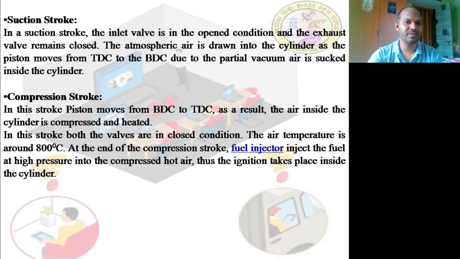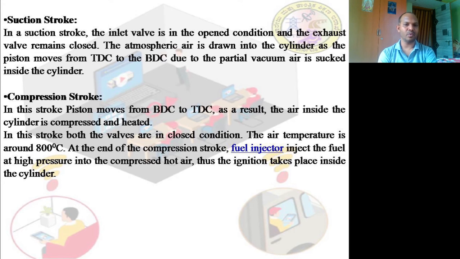Let me talk about this in detail. In a suction stroke, the inlet valve is in the opened condition and the exhaust valve remains closed. The atmospheric air is drawn into the cylinder as the piston moves from TDC to BDC, due to the partial vacuum, air is being sucked inside the cylinder.